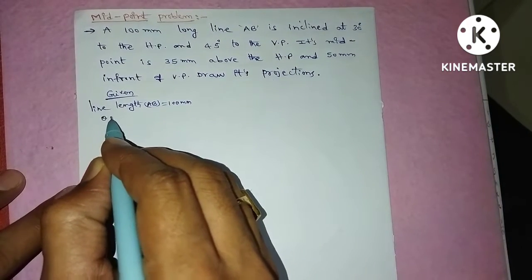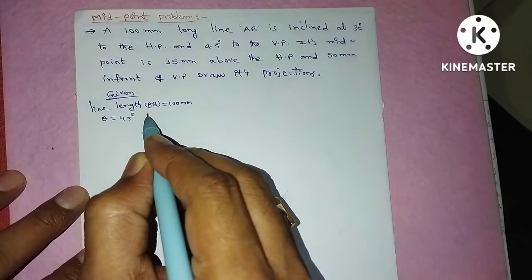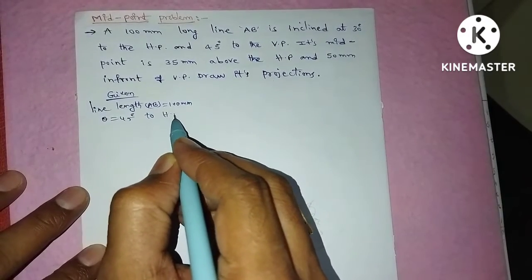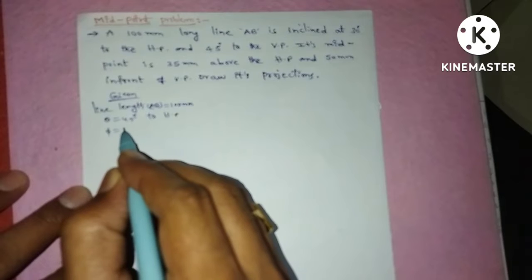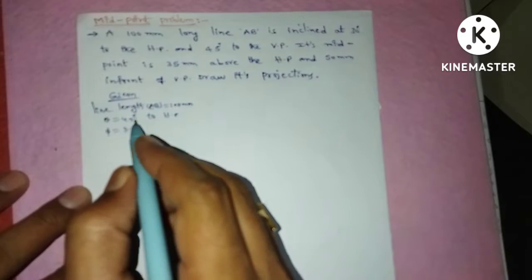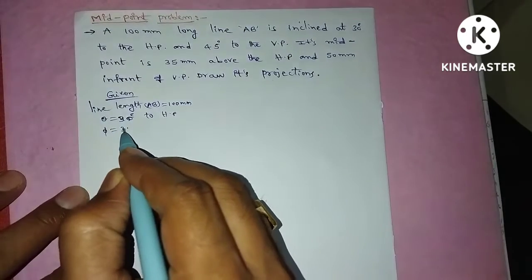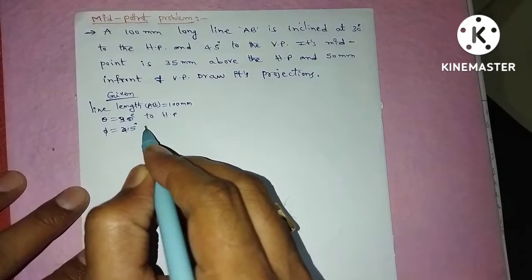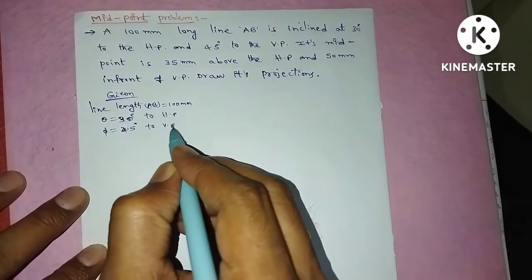The line is inclined at 30 degrees to HP, theta, and 45 degrees to VP. Theta is 30, phi is 45.